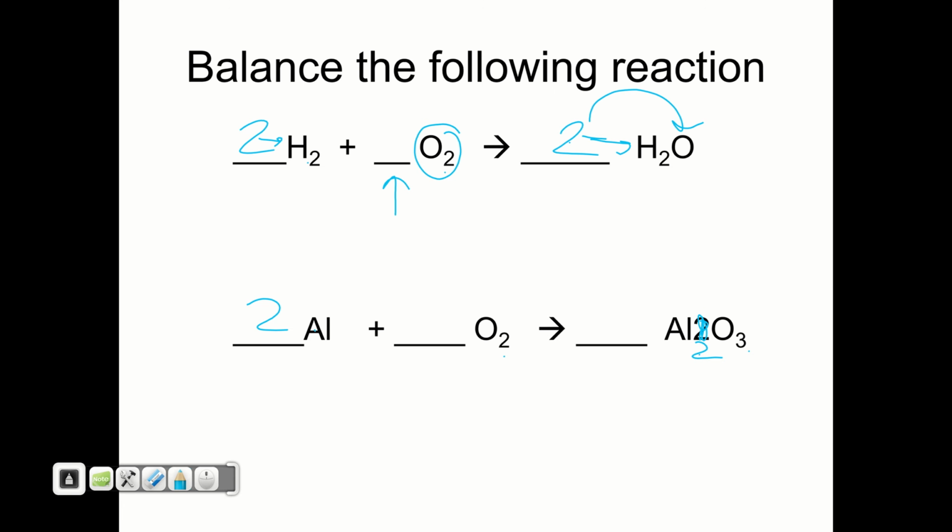Lowest common multiple, 6. What times 2 is 6? 3. What times 3 is 6? 2. But hey, now I messed the aluminum up. Now I have 4 aluminum, so I come back and erase this and write 4. And now I'm all balanced. And I can't divide everything by 2. Basically, can you divide by the smallest number? Nope, I can divide 4 by 2, but I can't divide 3 by 2 without getting a decimal. So 4 aluminum, 6 oxygen, 6 oxygen.